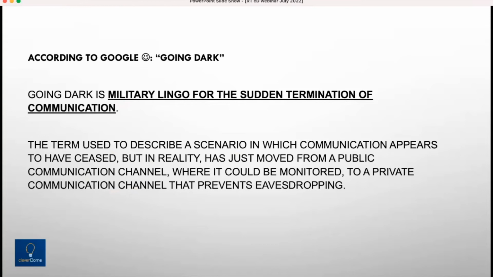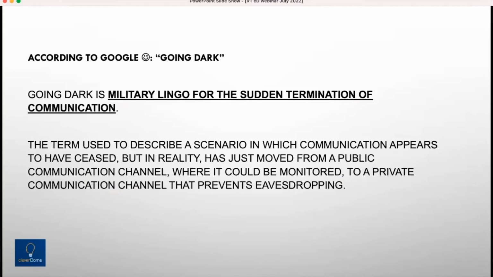There it is. So going dark. It is military lingo, which is also kind of cool. It's sudden termination of communication. So what that means is it's not visible, so it can't be seen on the open internet. It can't be monitored. It can't even be reviewed or specifically seen. So a sudden termination of communication is the best way to say it when the term going dark is described.